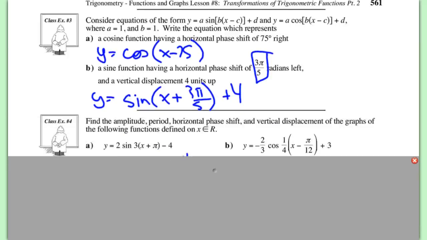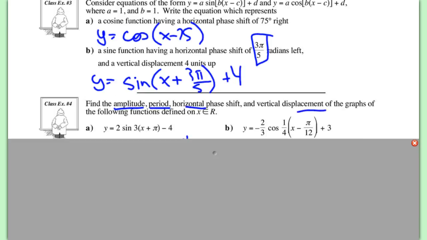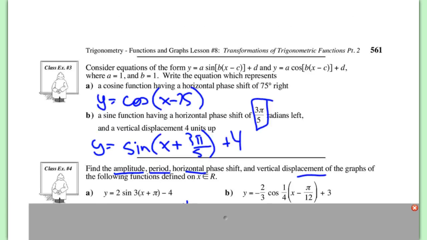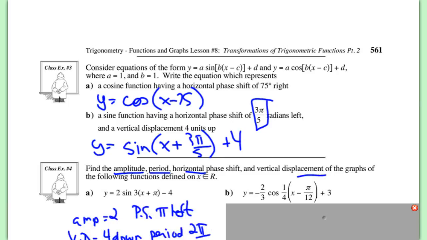And now we're putting all this stuff together, okay? So now we're dealing with amplitude, period, phase shift, and vertical displacement. All the conditions that we've now done in lessons 7 and now 8. So as you do each of these, I want you to write down what each of those are. So in the first one, the amplitude is 2.